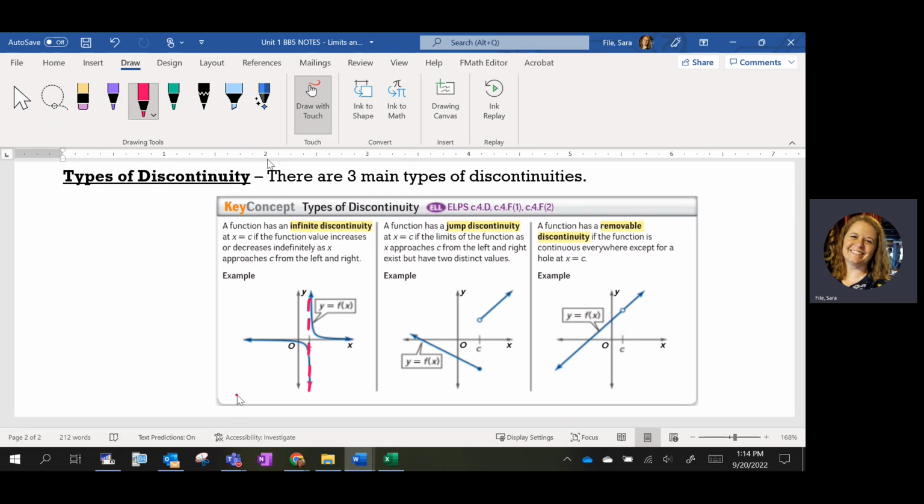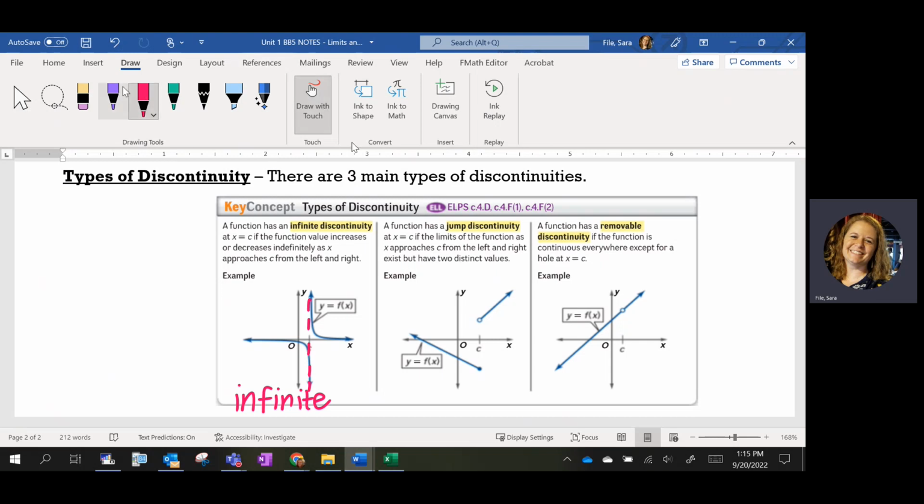Okay, and I'm just going to write the names bigger beneath each image. So an infinite discontinuity is when you have an asymptote like this. Okay, the next kind is called a jump discontinuity. When you have a gap in your graph like this, a break in your graph, okay, where the limit is not the same from the left and the right. So what it says in words here is that the limit of the function as x approaches c from the left and the right exist, but have 2 distinct values.